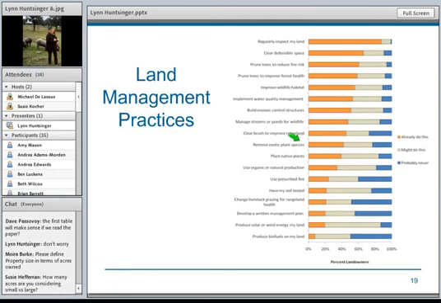So, clear brush to improve rangelands. A fair number of people are interested in or do that already. Remove exotic plant species. Plant native plants, higher than you might expect. Prune trees to reduce fire risk. Pretty clear. Clear defensible space. A lot of people clear defensible space.